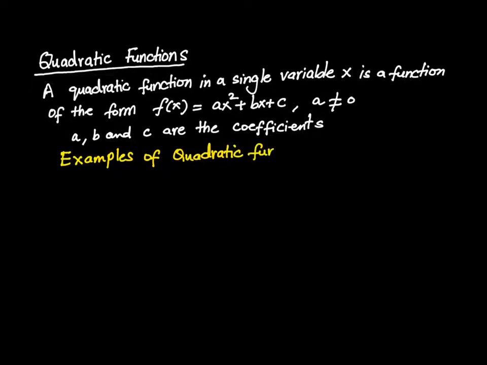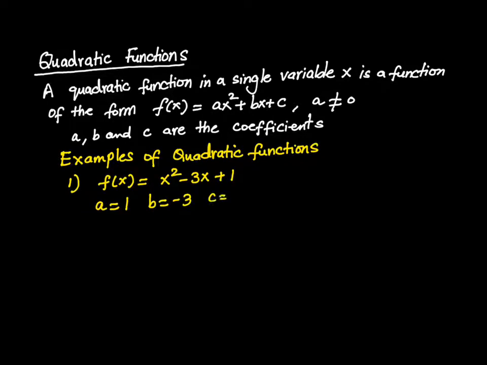So here are some examples of the quadratic functions. The first one, x squared minus 3x plus 1. So a is 1, b is negative 3, and c is 1. The function has to be in standard form, which is the descending order of degrees. So square degree, then you have a linear, and then you have a constant.